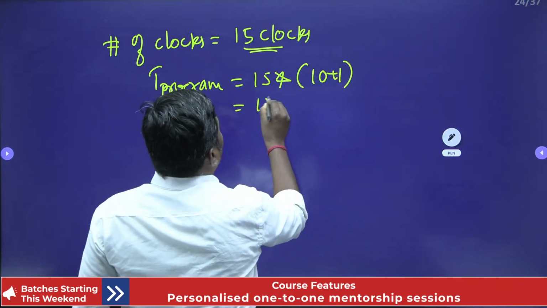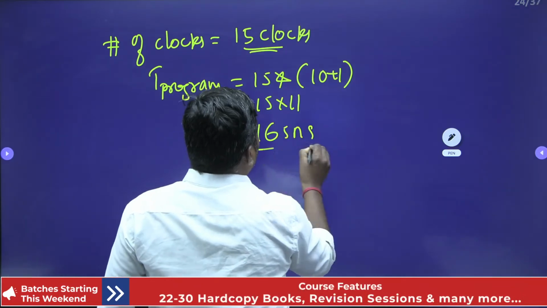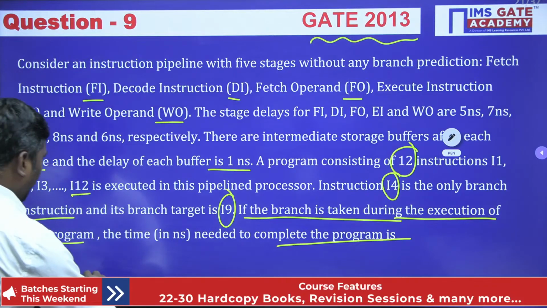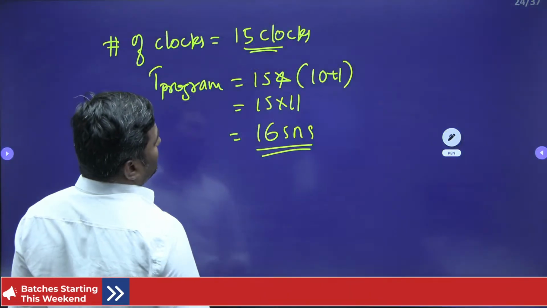Now 15 into 11 will be how much? 165 nanoseconds. Yes, this way you can answer the question. So 165 means option B is the right answer. Option B is the right answer. This way you can answer it.